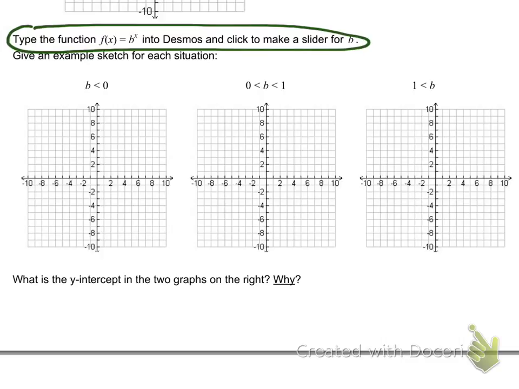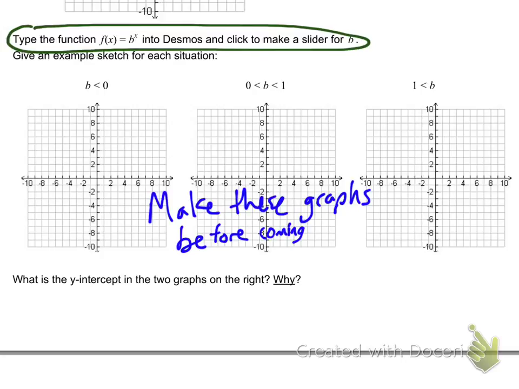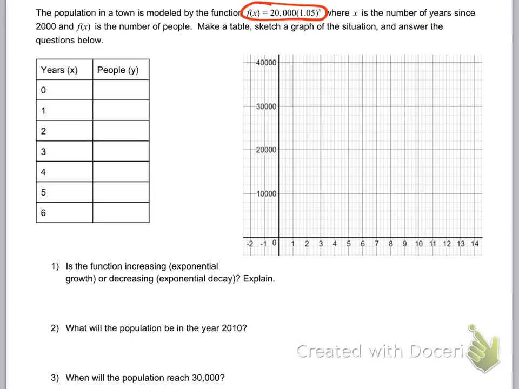What I'd like for you to do right now is type in this function, f of x equals b to the x into Desmos, and make a slider for b and see what happens when you change b around. I'm particularly interested in when b is less than 1 but positive, and then when b is greater than 1. And you are going to make these graphs before coming to class and compare what you got on Desmos to what your classmates got. Also answer those questions. So, this example question, you need to go ahead and pause the video to answer those on the other side, and once you finish that, you can come over here.